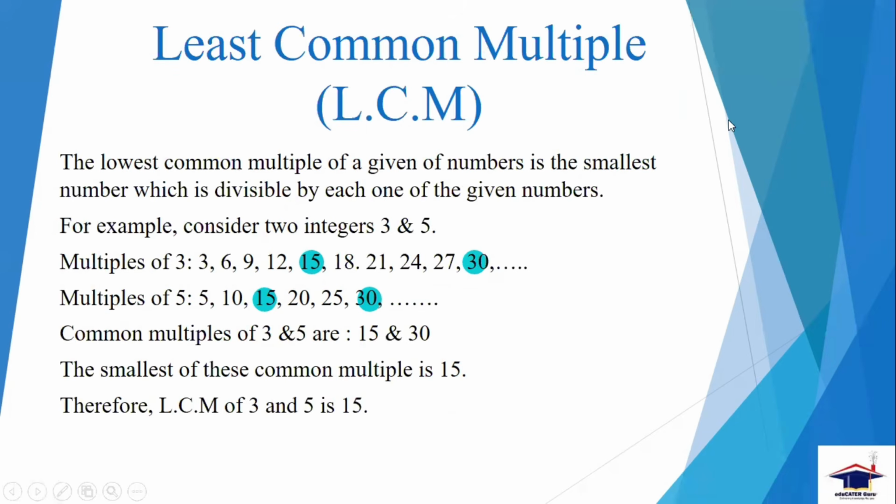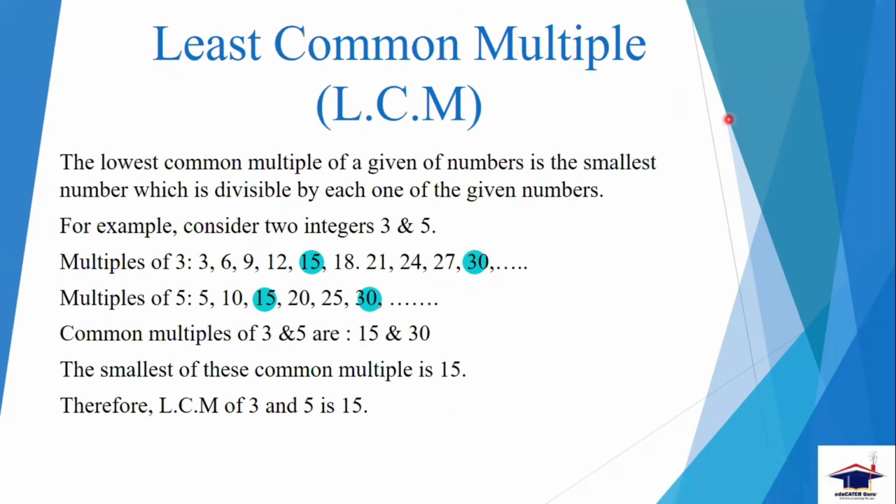Now, least common multiple, which is called LCM. The lowest common multiple of given numbers is the smallest number which is divisible by each one of the given numbers. It is very simple. Let me explain with an example.